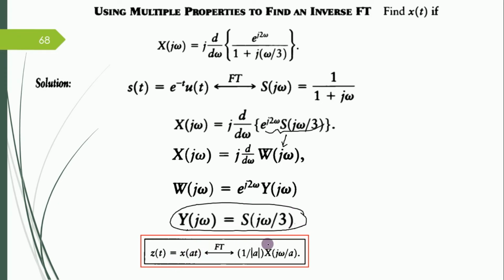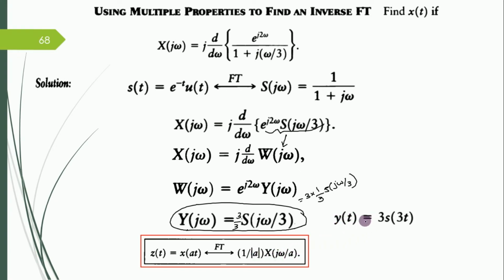Using this scaling factor in the time domain, I compensate. What I do is take something like 3 by 3, so this 3 is a constant. 1 by 3 S of j omega by 3 will resemble this. I'll write it as 3 into 1 by 3 S of j omega divided by 3. So this resembles 1 by a X of j omega by a.